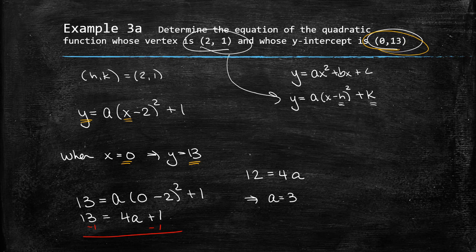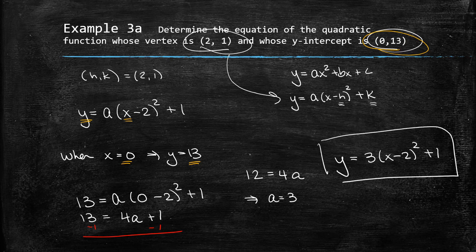Okay, so the equation of our parabola is 3 times the quantity x minus 2 squared plus 1. We were not told to leave the answer in standard form, right? So we don't need to FOIL it out and distribute the 3. We're allowed to leave it like this in vertex form.